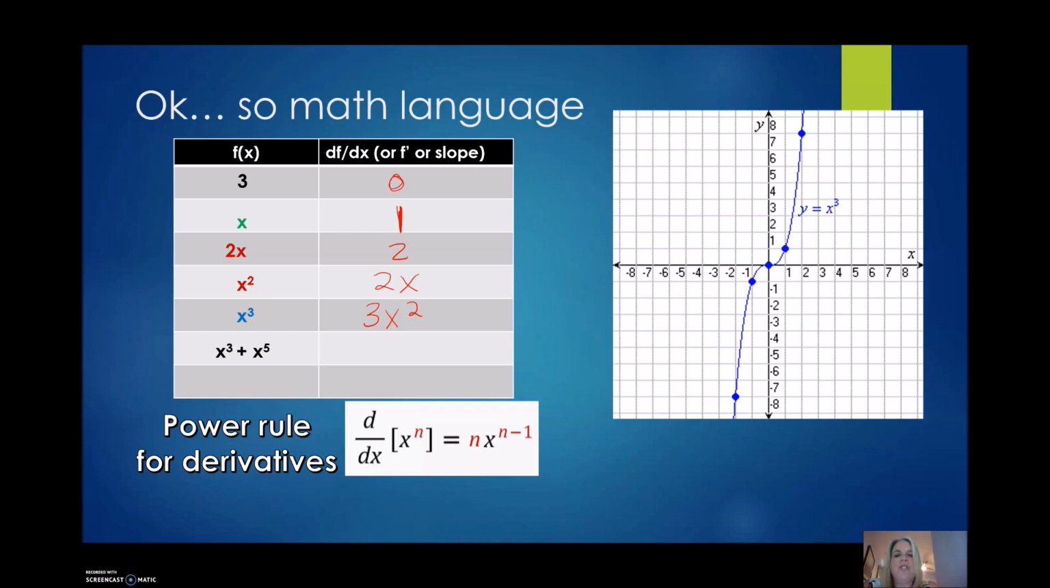What if we have two things like this, x cubed plus x to the 5th? Well, that's called the sum rule. There's also a difference rule if that was a subtraction, but really it makes no difference. You just do the derivative of both. So here's our x cubed, so we bring the 3 out in front, and then we subtract 1 from that, so that's 3x squared. And then we do the same thing with x to the 5th. We put the 5 in front, and we subtract 1, and we get 4. Pretty cool, huh? That's the power rule for derivatives.